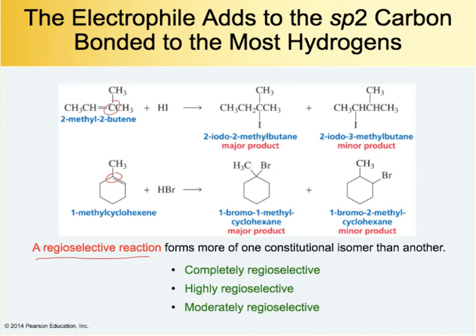It'd be minor products, right? So completely regioselective, highly and moderately. This basically, if you can form one other product, because this would be a tertiary, this would be a secondary carbocation. Tertiary is more favored, but you could still form some of this. So that's regioselective. Remember, picking one region over the other.